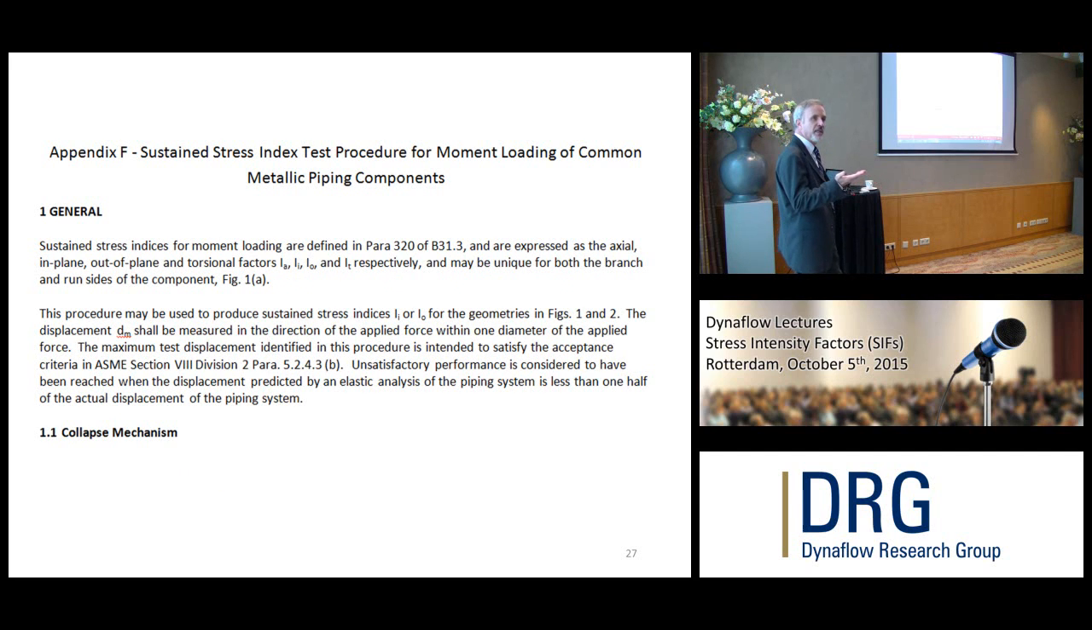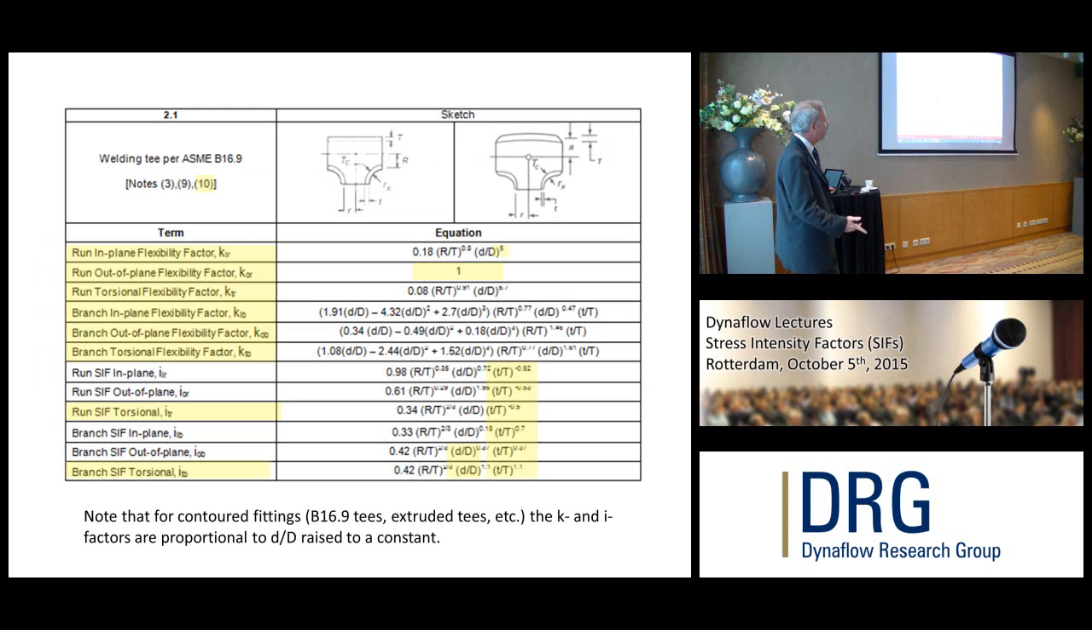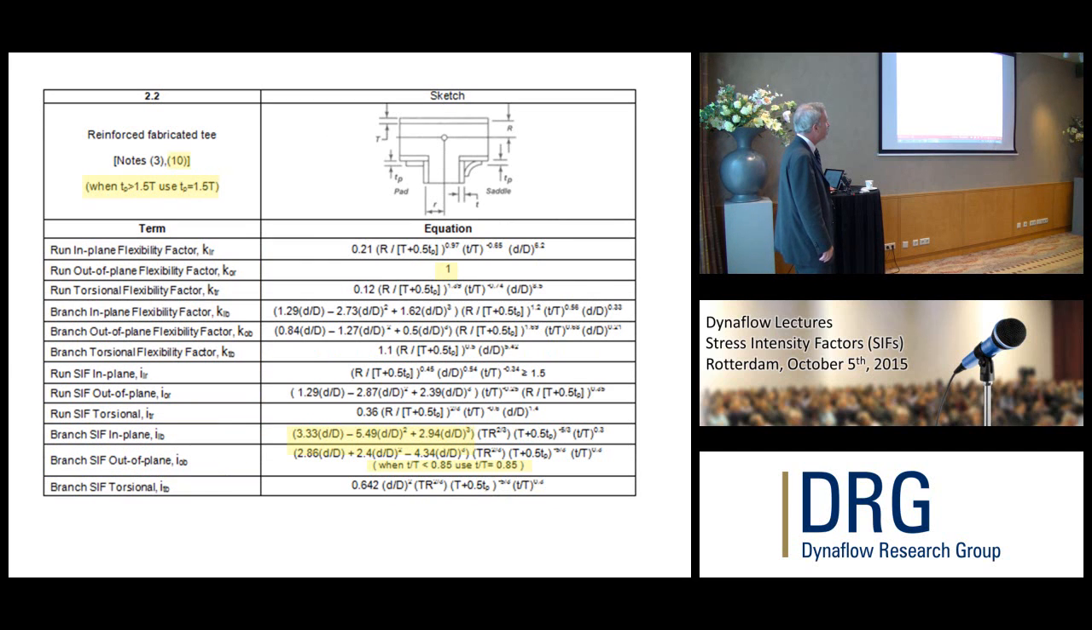There's the sustained stress index test. Well, I mentioned that before. This is the old title. You don't see sustained stress index anymore. Now it's sustained load. You don't see SSI anymore in the code at all. This is what the T equations look like now for Appendix D. So now you have run flexibility factors, you have branch flexibility factors, in-plane, out-of-plane, and torsional, and you have SIFs for the run and SIFs for the branch, in-plane, out-of-plane, and torsional. Before you had one equation, 0.9 over h to the 2/3. Now you've got 6 equations for SIFs and 6 equations for K factors.